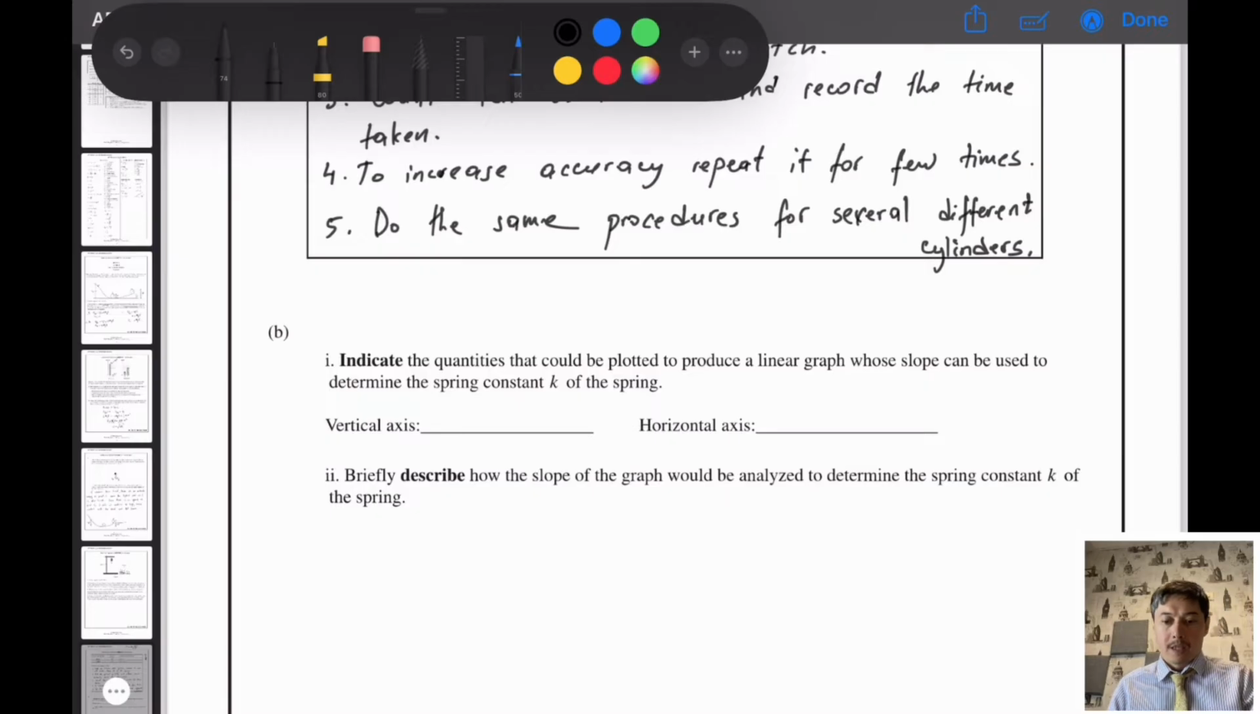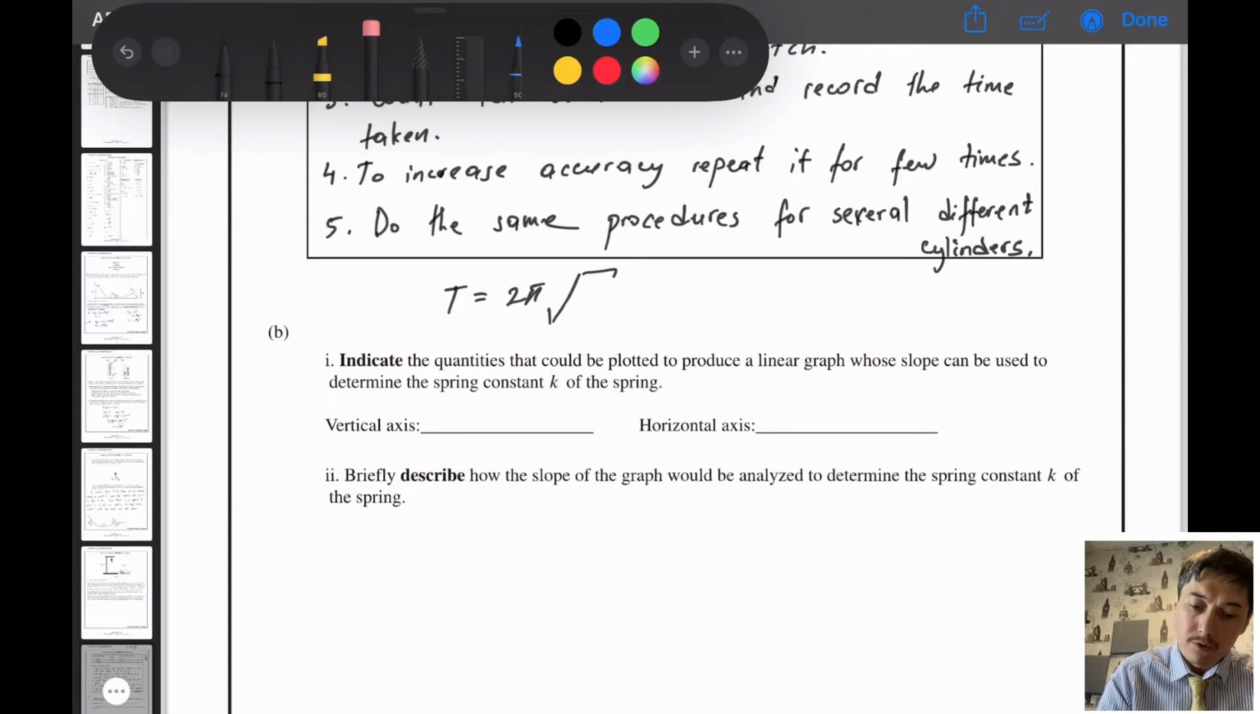Next. Indicate the quantities that could be plotted to produce a linear graph whose slope can be used to determine the spring constant k of the spring. Let's remember the equation. So period is equal to 2 pi square root of L over g. We want to have a linear graph, so we have to linearize. So we have to get rid of the square root.